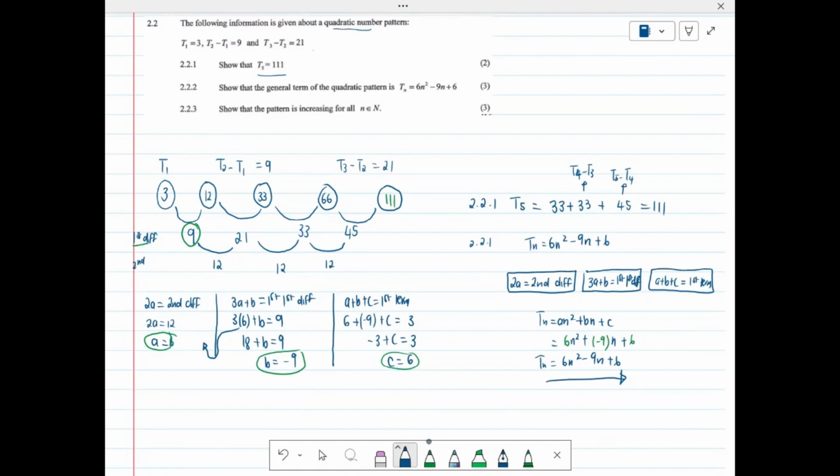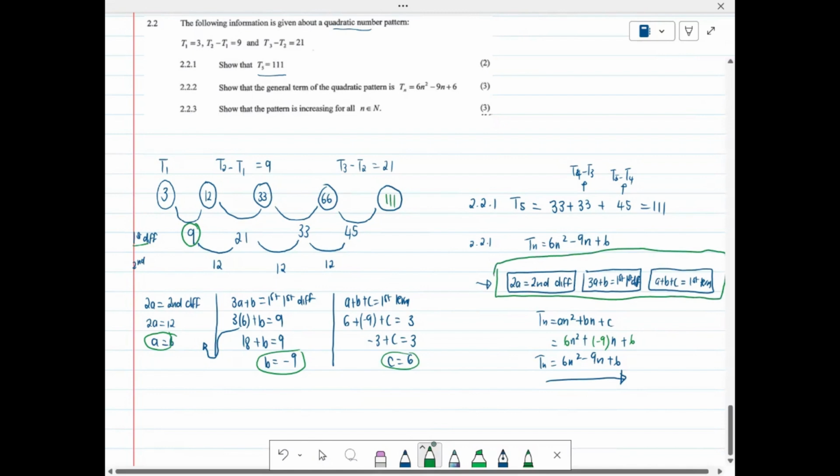The key to finding the formula for a quadratic pattern is remembering these. These are not on your formula sheet, and you would need to remember them to calculate a, b, and c, the coefficients of n squared, n, and your constant term in the general formula.